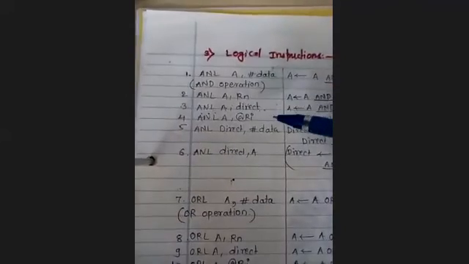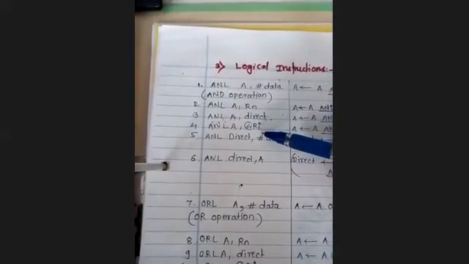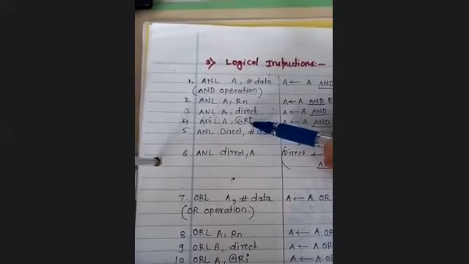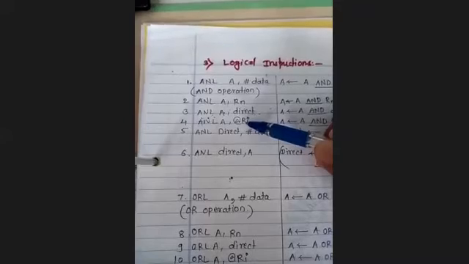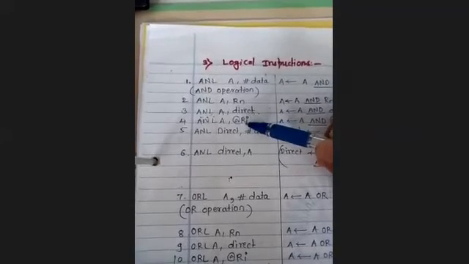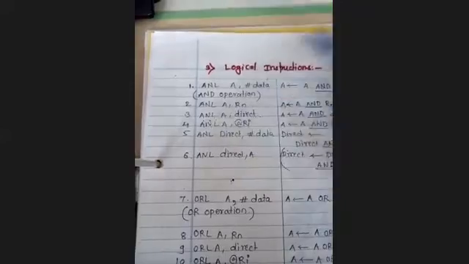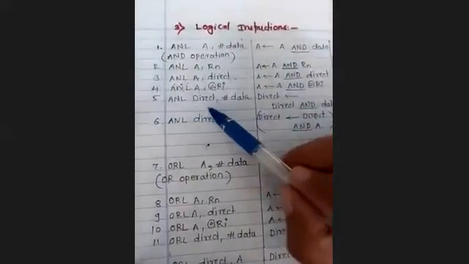Okay. Next, ANL A comma at the rate Ri. What it means is that you first copy the data into a memory location, then assign that memory location value to the register, and between that value and the accumulator value you perform the AND operation. So it is an indirect way. Now next, ANL direct comma hash data.